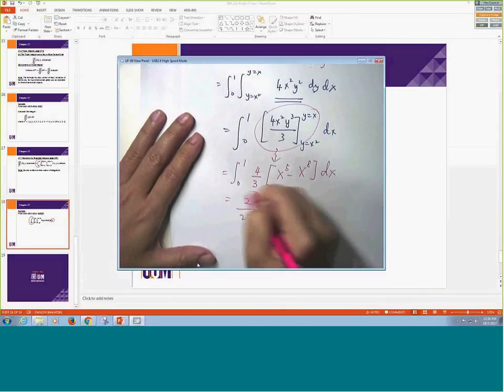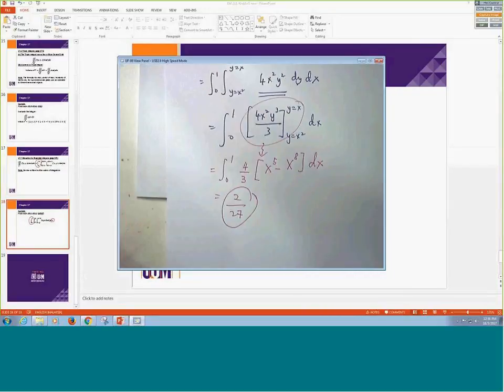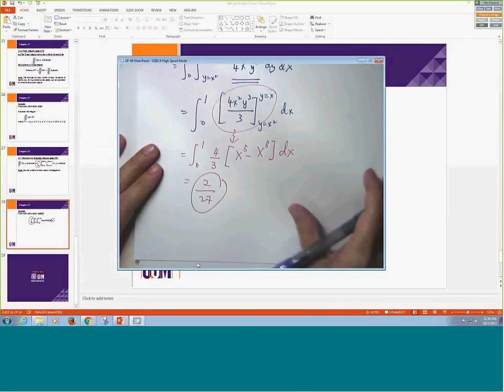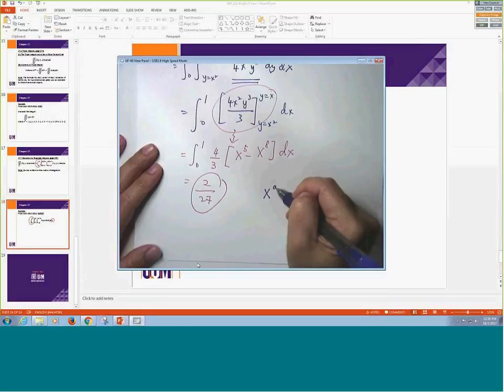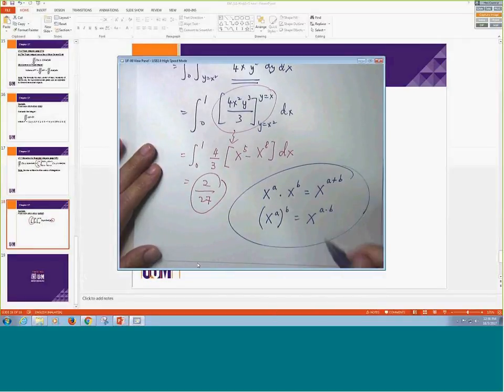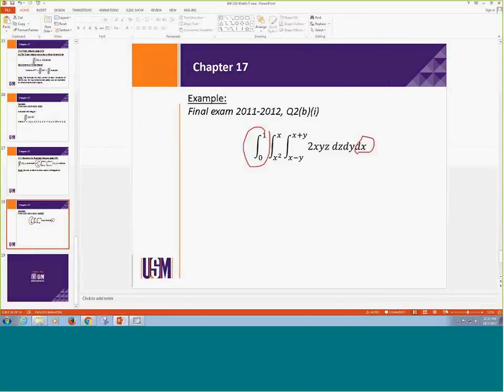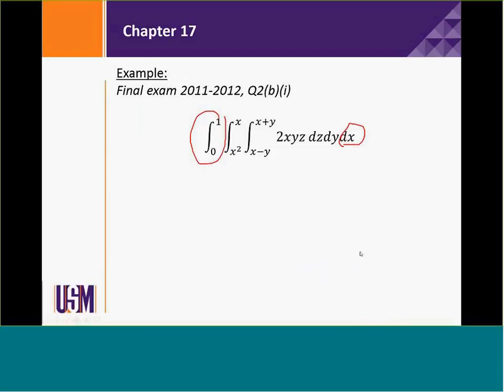When you solve this question, remember the index. When you have x power of a times x power of b, the index, we add. But if you have x power of a, power of b, that means a times b. You must remember this index. Try and do it and get the answer. See whether you can get the answer. If not, then we may discuss why. You can email me where are the workings, where it's wrong. I can mark and then point out for you.